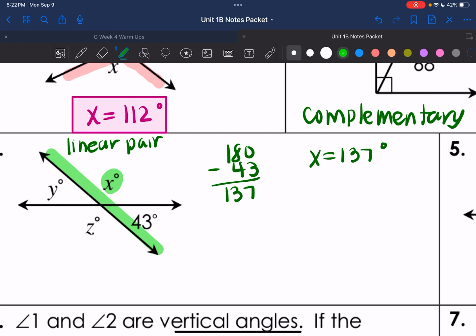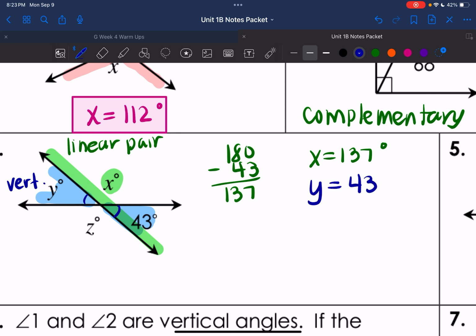Okay, the next, where y is at, is across from the 43. So those are vertical angles. I'm just going to write vert to stand for vertical. And vertical angles are congruent. So since it's across, that means that y must be 43 degrees. And then going back to z, z is across from the x, so those have to be equal. So z is 137.